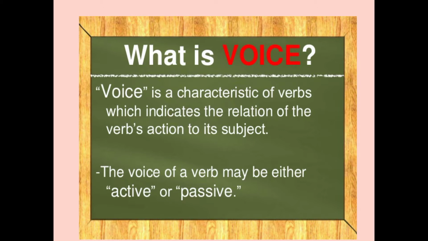So you can just look here that voice is a characteristic of verbs which indicates the relation of the verb's action to its subject. So we all know that the subject does something, means the subject performs some action. So if it is performed by the subject, it means that it is speaking something. So the sentence has a voice, that the subject has done a particular task or action. So this is the thing which we have to understand.